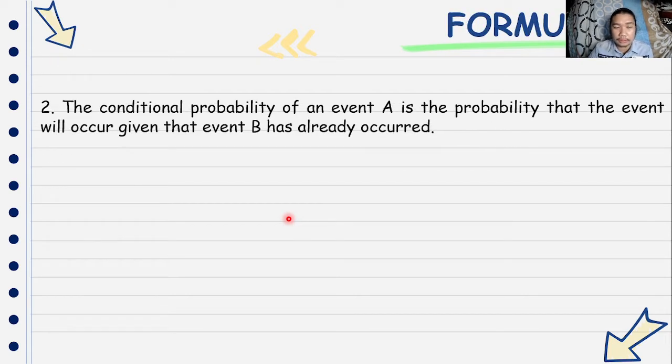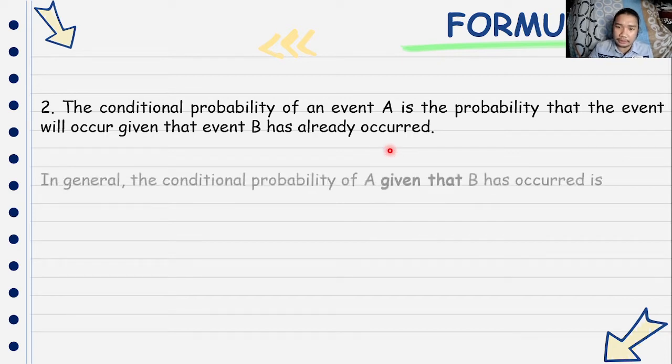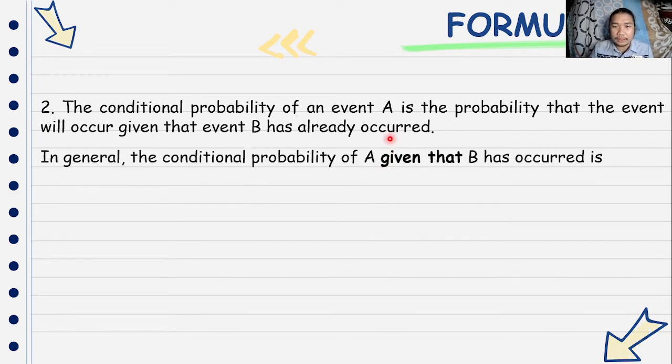So in number 2, the conditional probability of an event A is the probability that the event will occur given that event B has already occurred. So baliktad naman. Si event B naman yung given. In general, the conditional probability of A given that B has occurred is equal to the number of A intersection B over the number of B.